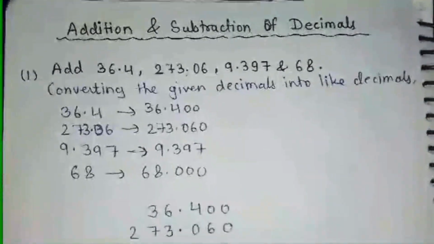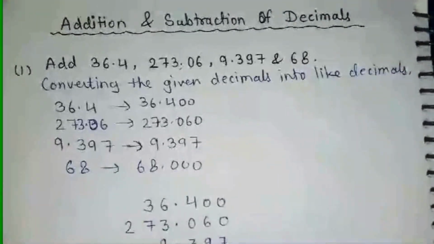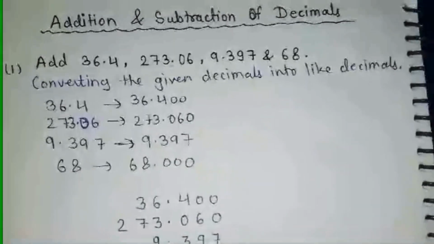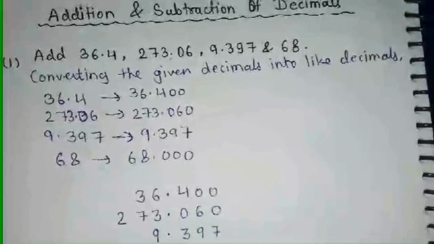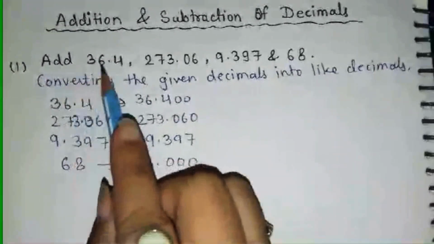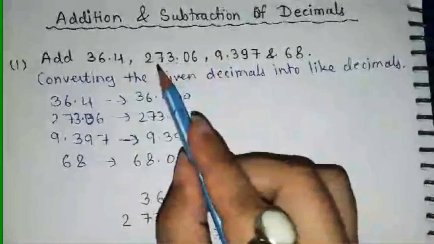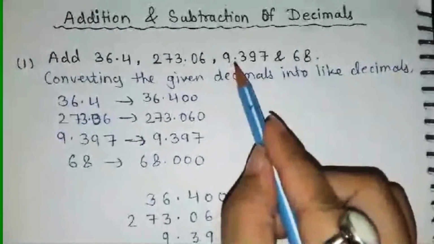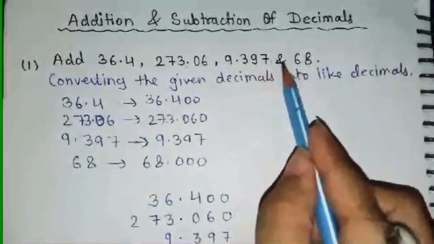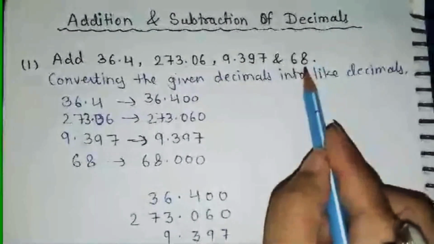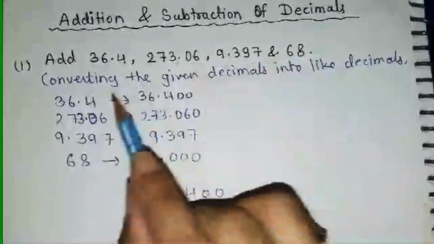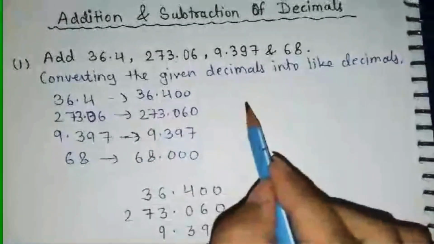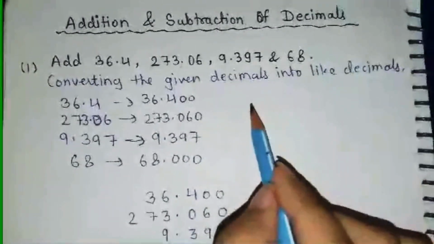Hello student, today in this video we will discuss how to add or subtract two or more decimals. Let us take some example. Add 36.4, 273.06, 9.397 and 68. Now first convert all the decimals into like decimals.